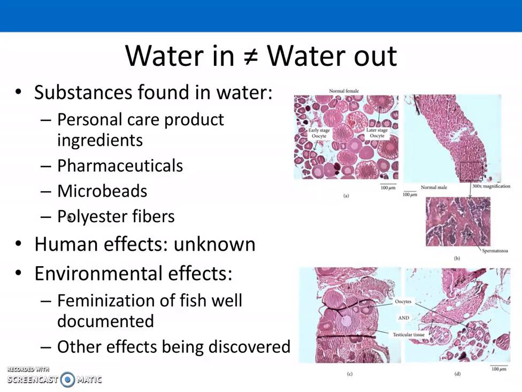Okay, so now we're going to get back to when I said water that gets put back out into the lake is different than the water that was originally brought in. When you're in the shower washing your body, all of that soap and all the other products that you use are going down the drain. So the ingredients from all of those products, as well as all of the stuff that you're washing off of your body, is going down the drain.